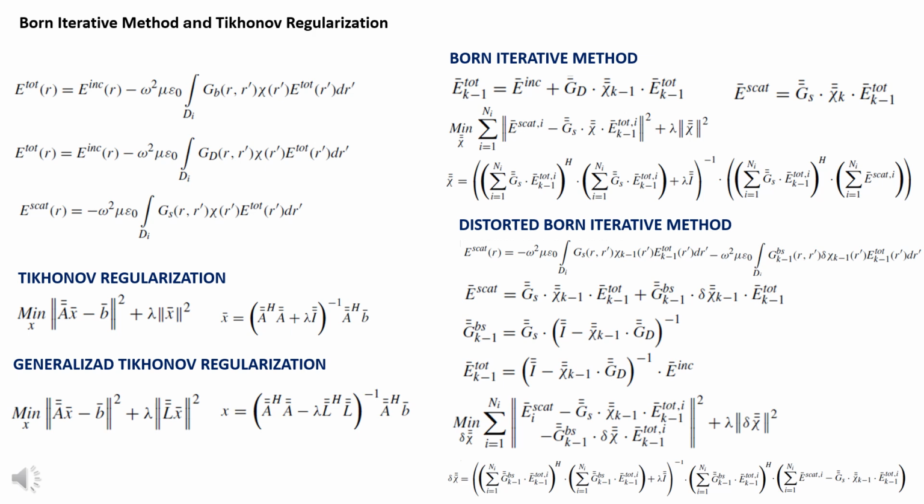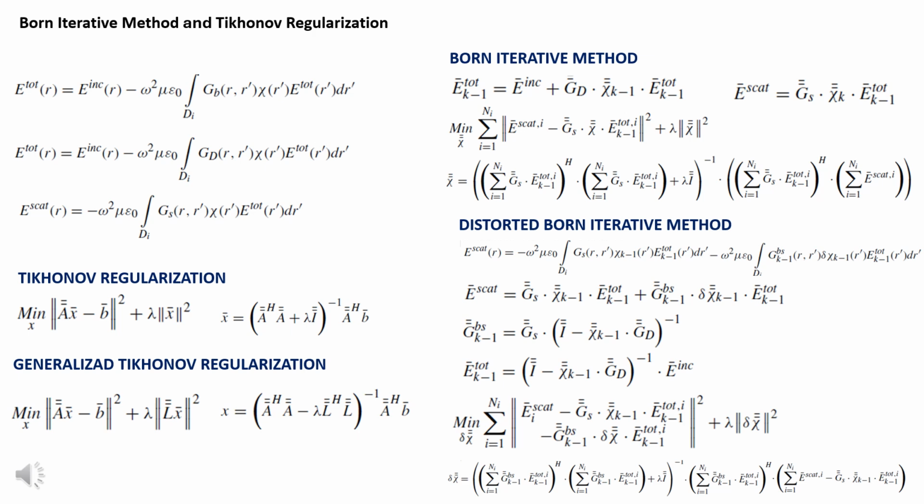Next, we generalize this method by introducing a matrix that adds more flexibility in controlling the regularization. This is particularly useful in cases where additional constraints or properties of the solution are needed. In conclusion, these mathematical tools help us model and solve the complex interactions of electromagnetic waves with scatterers and deal with the inherent instability of inverse problems using regularization techniques.